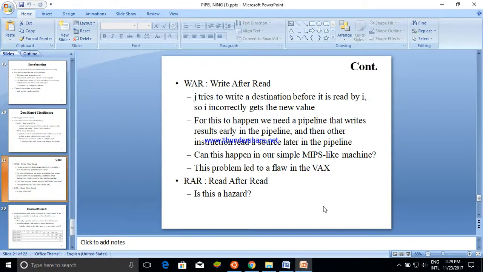And yes, WAR, that is write after read. J tries to write a destination before it is read by I, so I incorrectly gets the new value. For this to happen, we need a pipeline that writes results immediately in the pipeline, and another instruction that reads the source later in the pipeline.